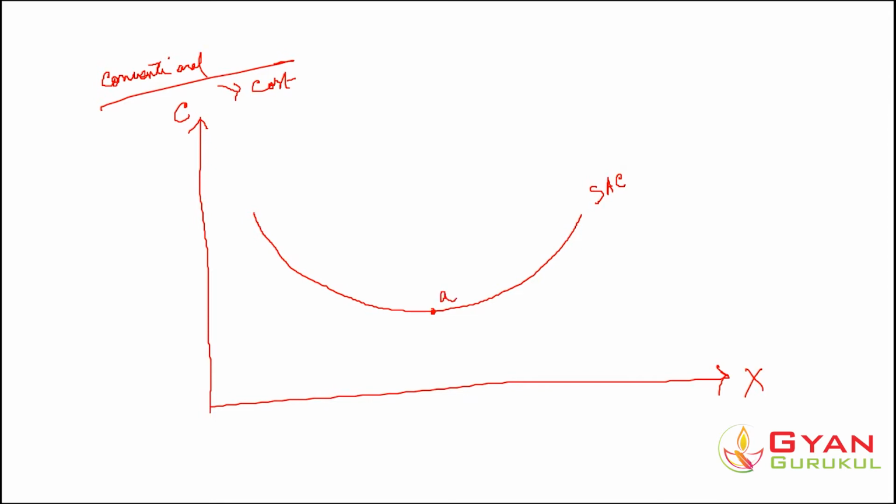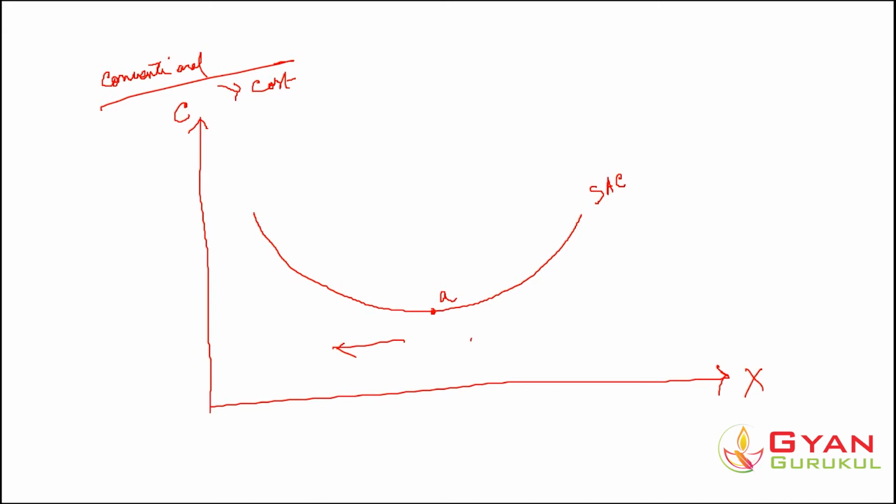Towards the left of point A, you could see the short run average cost curve was falling. This is because the plant was not optimally utilized, and therefore further and further utilization could lead to a further fall in short run average cost.